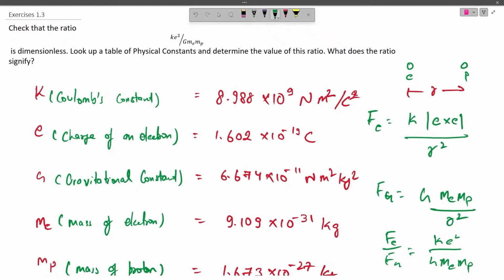Now we know already what this signifies. The ratio signifies the ratio of electrostatic force to that of the gravitational force, and if we find the value of it, then we can find by how much quantity electrostatic force is higher or lower than that of the gravitational force.